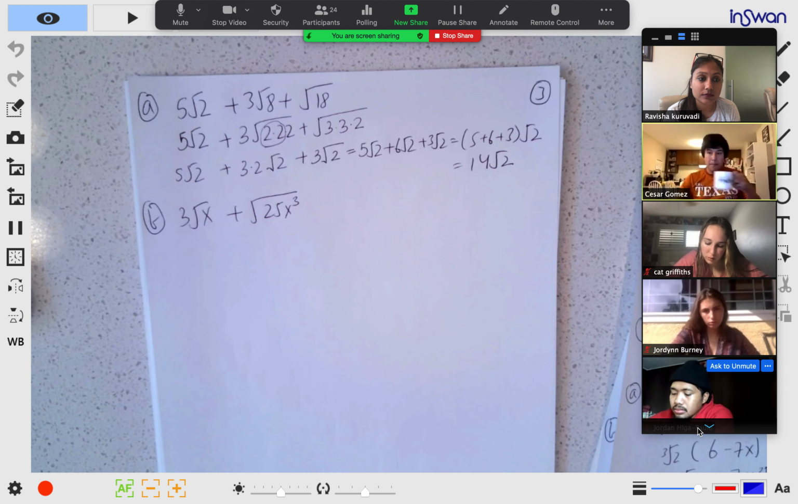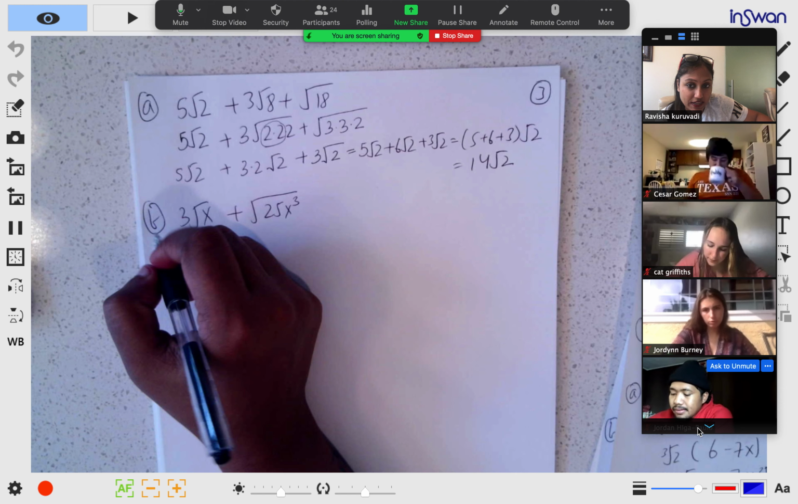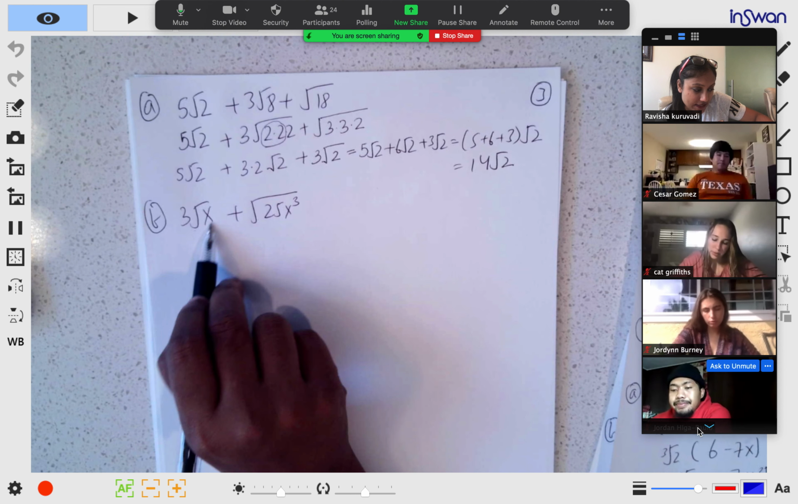Julian, did you get the second one? No, I didn't. I'm just a little confused. Okay. So let's see here. You have 3 square root of x, right? There is just x inside, so you cannot simplify. So this remains as it is.